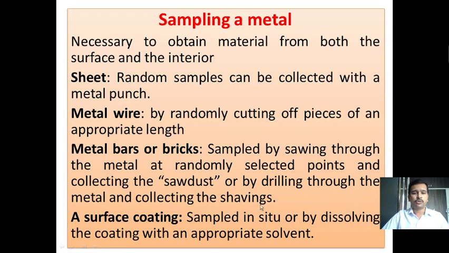Or even drilling through the metal and collecting the shavings is also done while collecting the sample of metal, either by using an instrument to saw the metal surface of a bar or brick, or by using a drilling object such as an auger. If some surface coatings have to be analyzed, these surface coatings will be analyzed in situ. How do we do that? The surface coating will be made to interact with the appropriate solvent, because this coating material is soluble in this solvent, and the solution after dissolution of this surface coating will be subjected to analysis. That's what is called in situ. So this is how we will sample the metals.